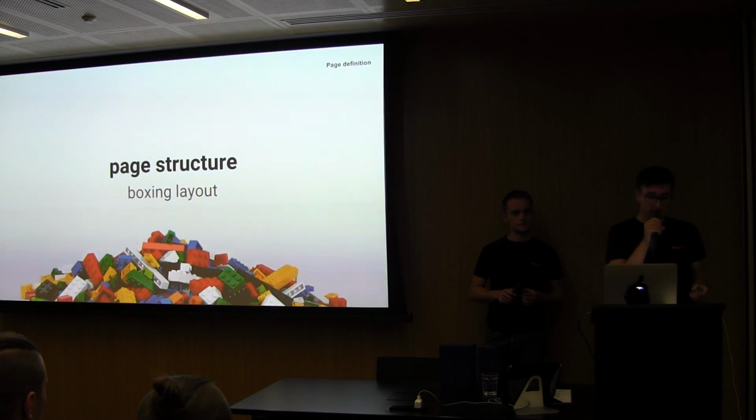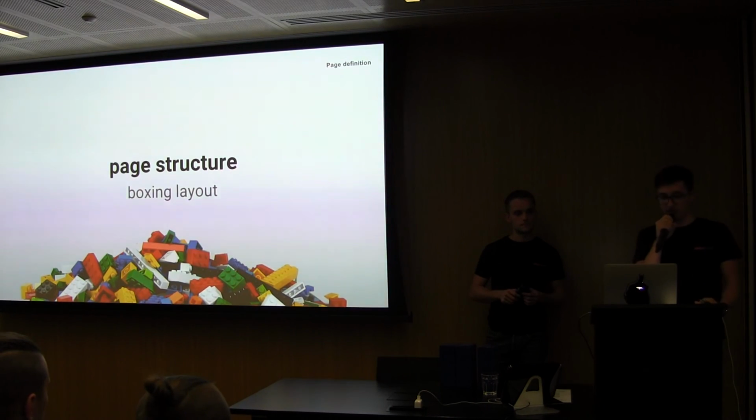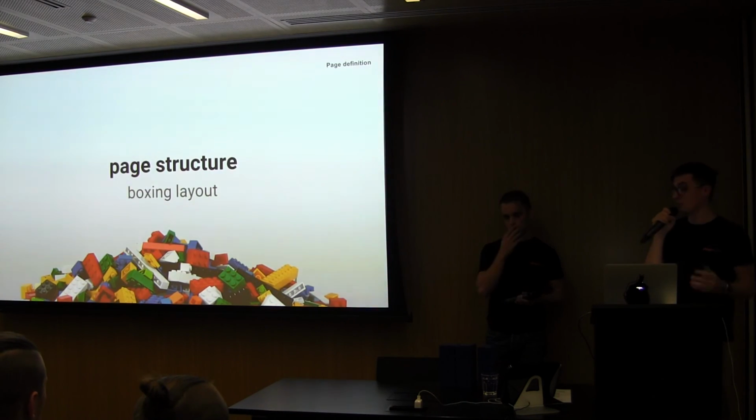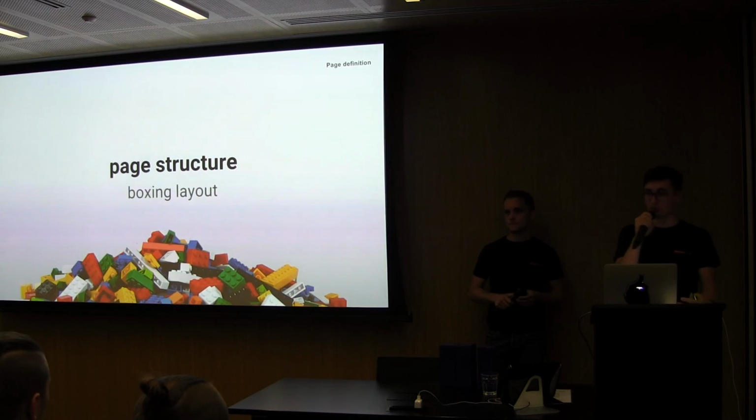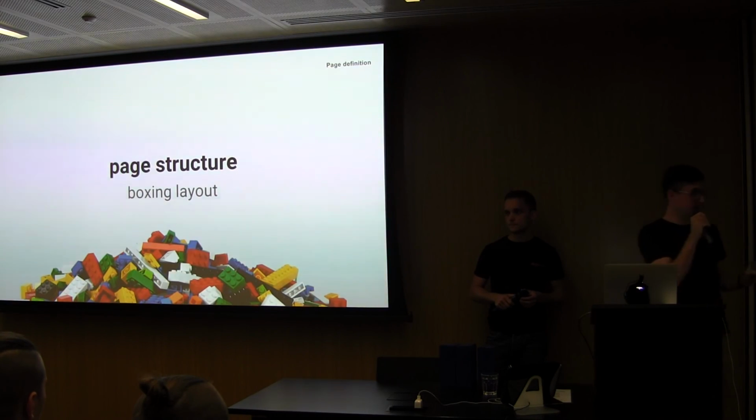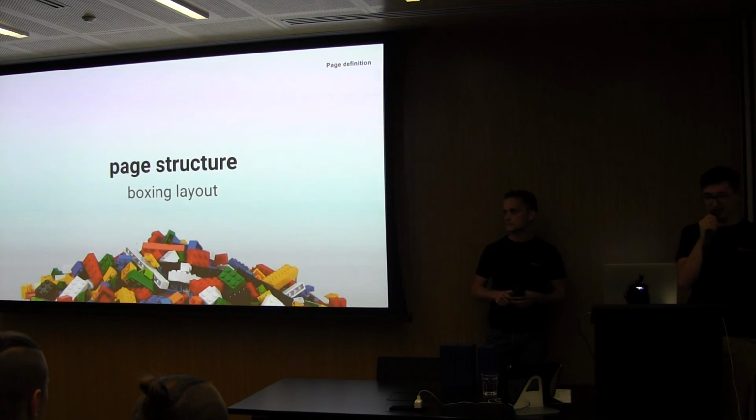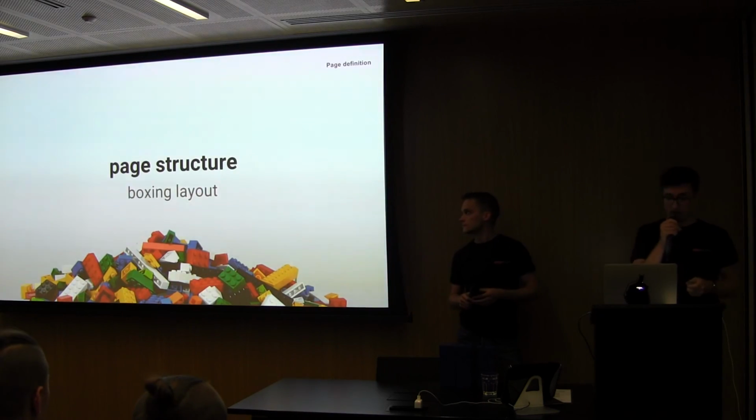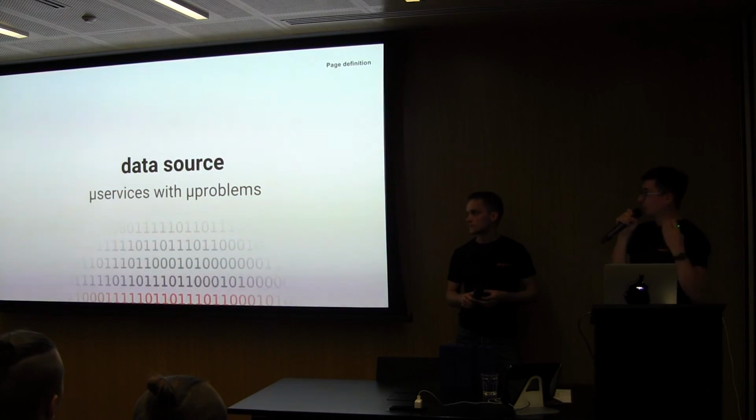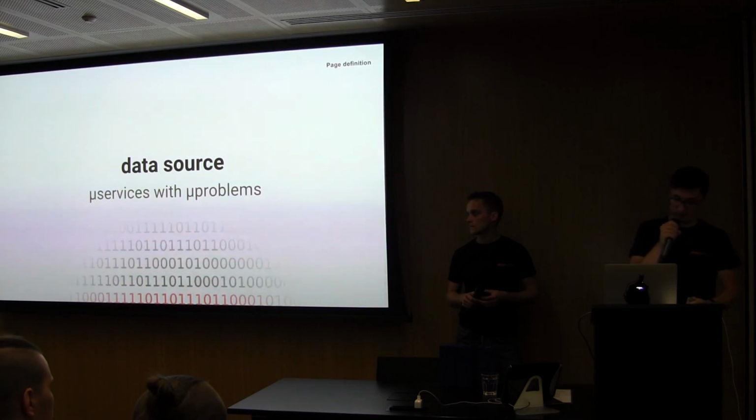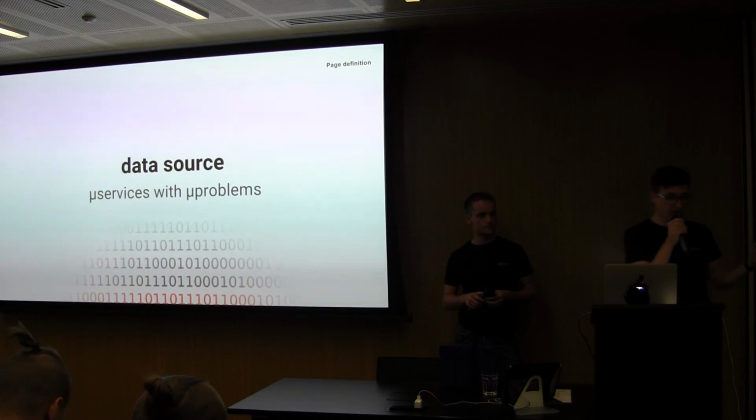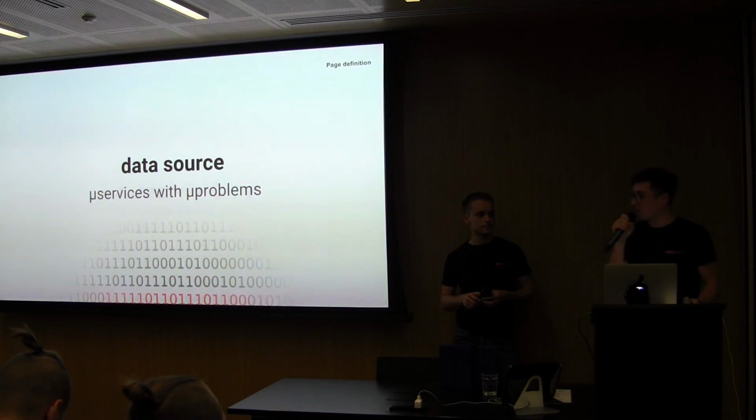So, page structure is a tree of building blocks. We like to think about them like boxes. Boxes are abstract user interface fragments which will be transformed into view later. They're only representing user intent about the page layout. Also, we have some REST APIs. We call them data sources. And basically, it's a bunch of services that you want to use.